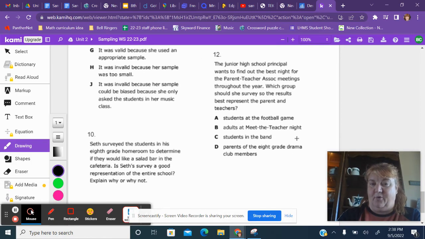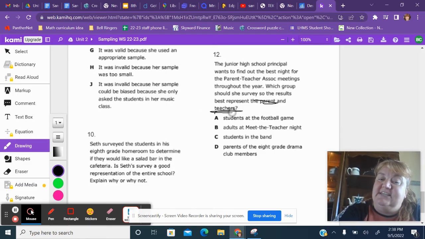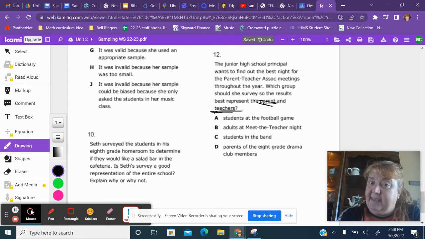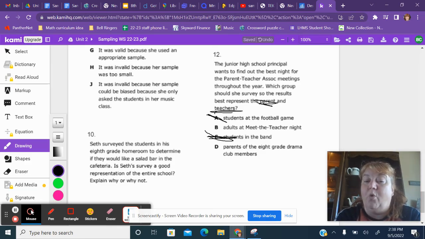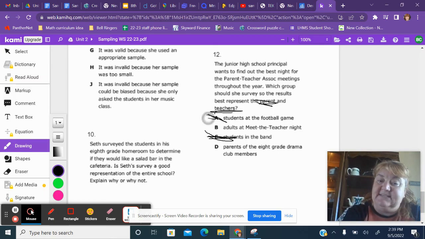Okay, and let's do one more. The junior high principal wants to find out the best night for parent teacher association meetings throughout the year. Which group should she survey so the results best represents the parents and the teachers? Okay. Students at the football game? Well, no, we're not trying to represent students. Adults at meet the teacher night? Maybe. Students in the band? Well, no, we're not trying to find out students. Parents of eighth grade drama club members. That's going to be biased to parents that already are part of the drama club. So the best is adults that are at the meet the teacher night.